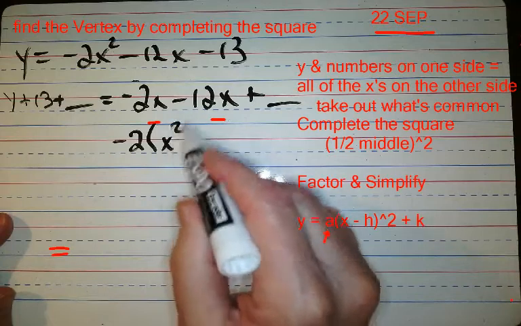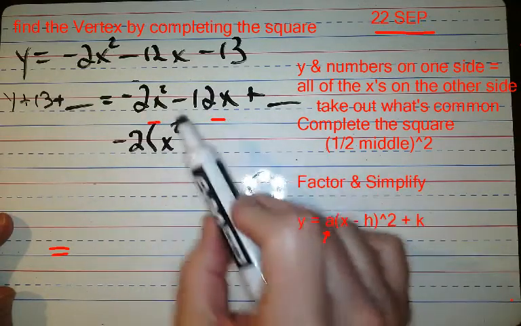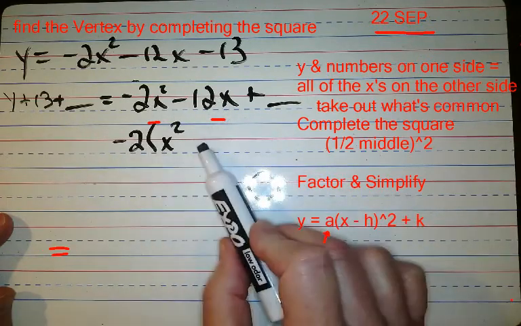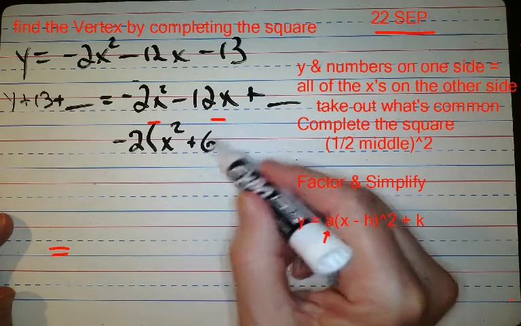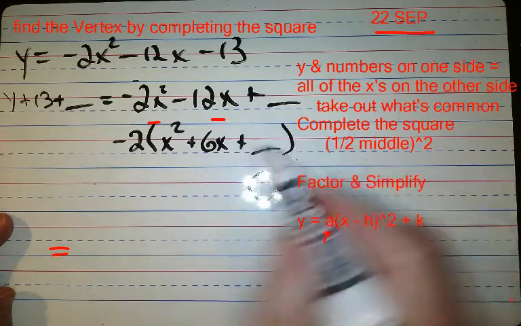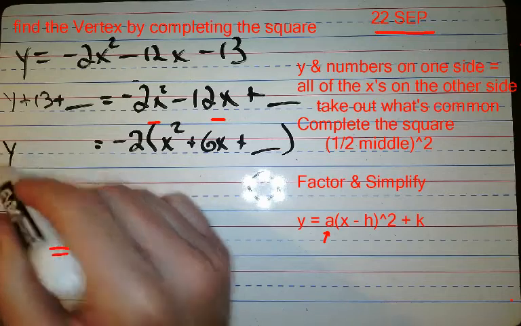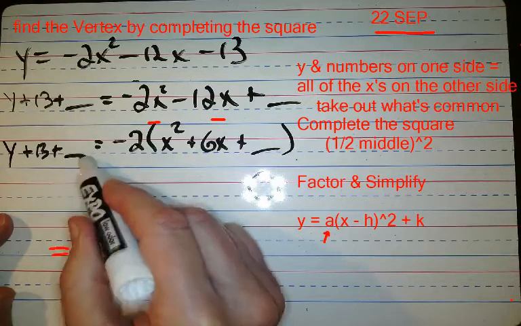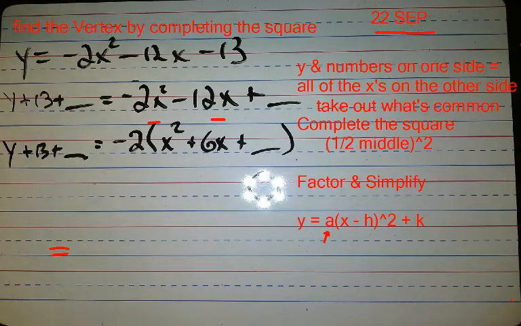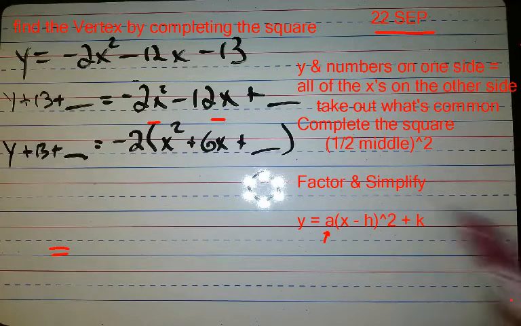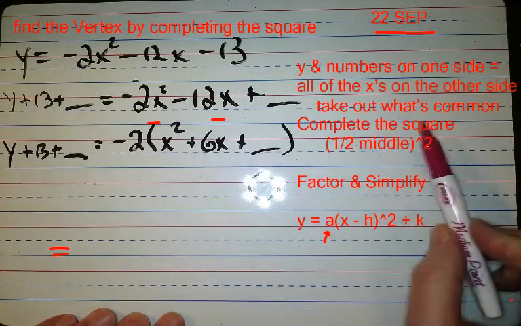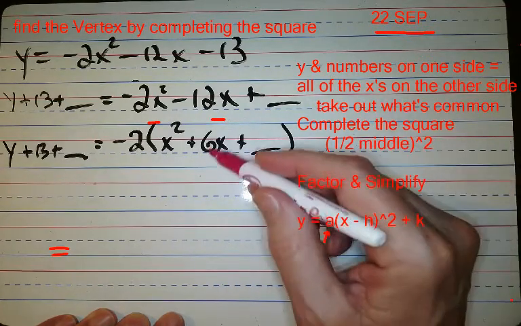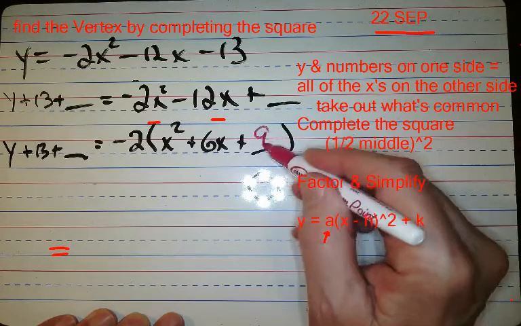And then I have x squared, right? X squared, negative 12 divided by negative 2. Negative divided by negative gives me positive. All right. Plus blank, there we go. Equals y plus 13 plus blank. All right. We're happy now. Remember that step was, to complete the square, it's always the same. Half of the middle squared. So 3 times 3 is 9.